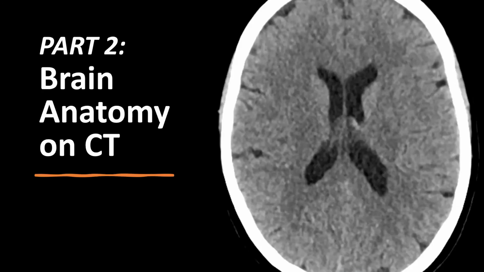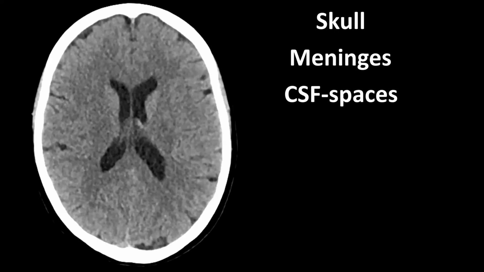In this part, I'm going to discuss basic anatomy of the brain on CT, and I'm going to use an approach going from outside to inside. So I'm going to start with discussing the skull anatomy. We're going to talk about meningeal anatomy, despite the fact that the meningeal layers cannot be clearly seen on CT. It is important to have an idea on the anatomy of the meninges of the brain.